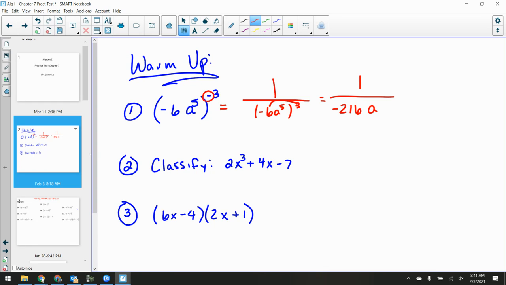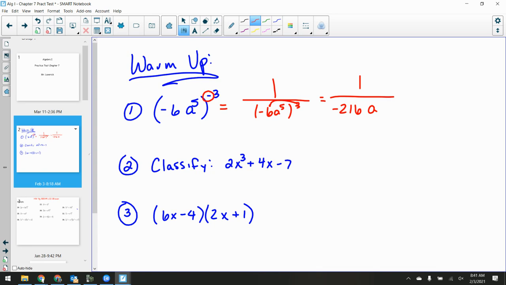Because the whole thing's raised to the third power, right? And that negative 6 is raised to the third power. Not multiplied by 3, but raised to the third power. If you have a whole number, you raise it to that power. It's only when you have a power to a power like this.